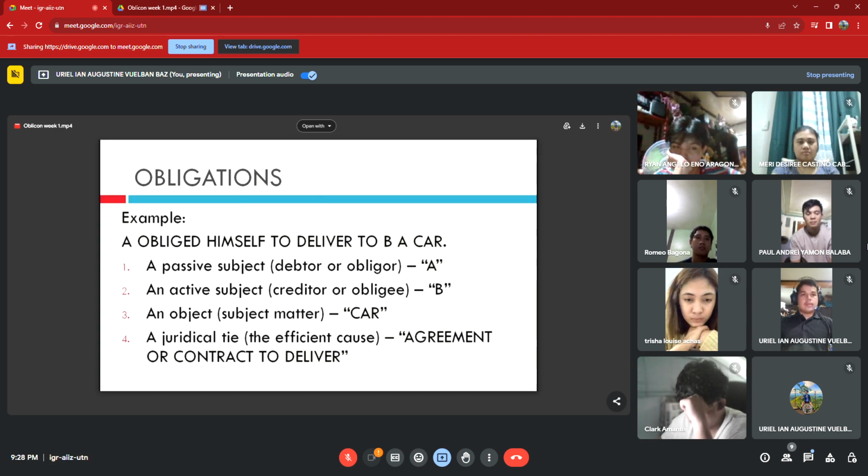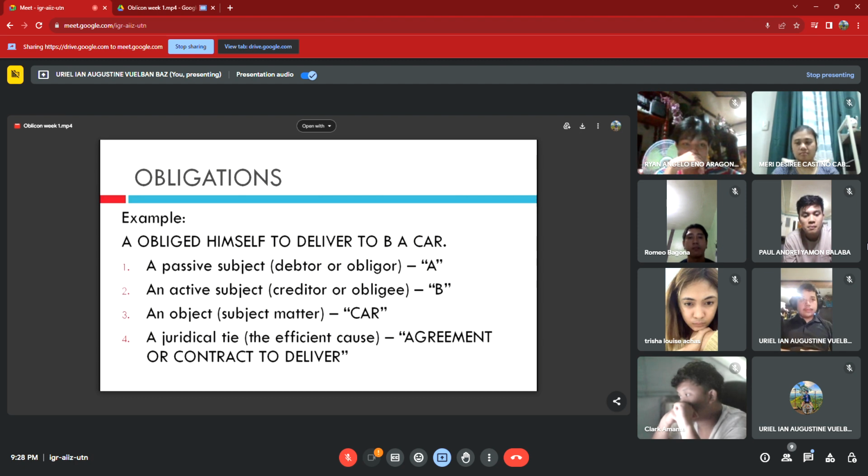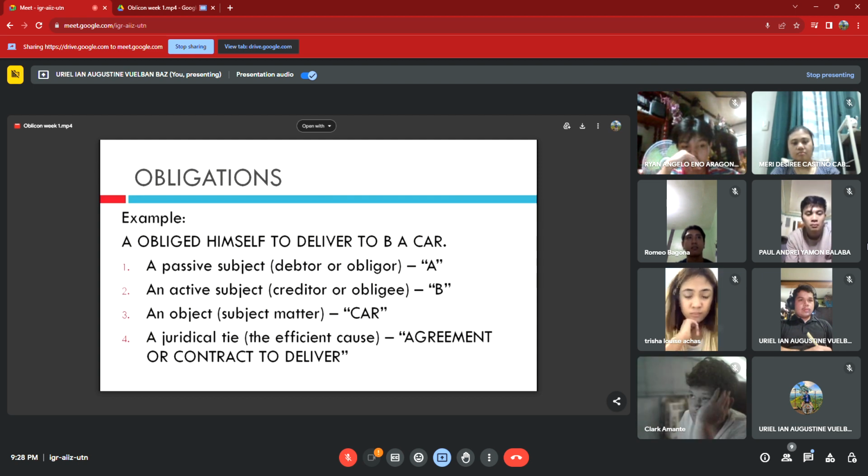Now, if you look at the example that I have prepared for you, A obliged himself to deliver to B a car. If you look at the statement, who is the passive subject? It is A, because A there is required to perform an obligation to deliver a car. A is the debtor of that obligation. Now, who is the active subject in that given example? It is B, who is the creditor or the obligee, the one who requires the performance of an obligation. B there is the active subject. Now, what is the object of the obligation? The object of the obligation there is a car, that A is required to deliver to B.